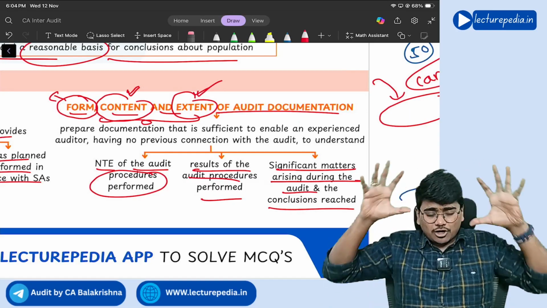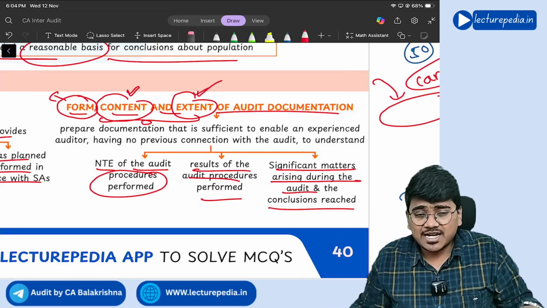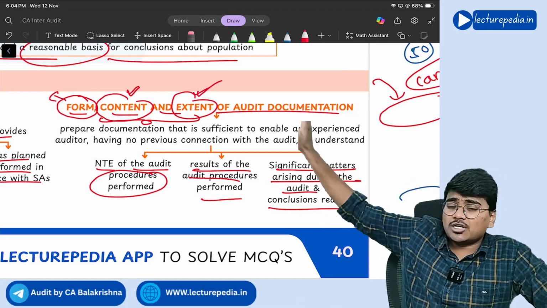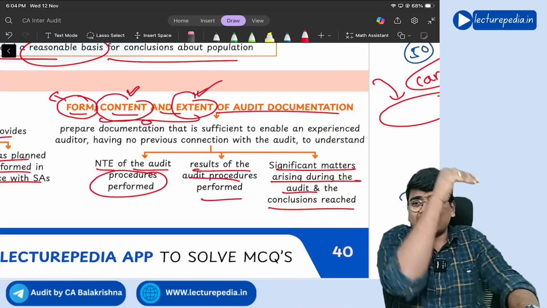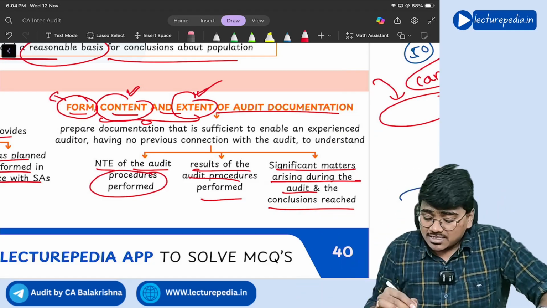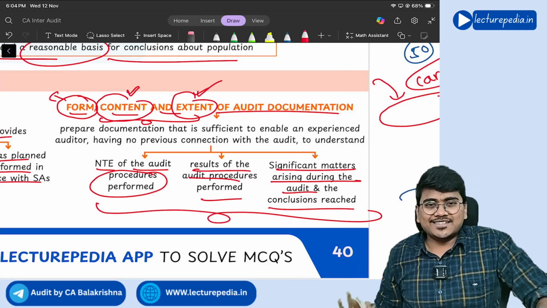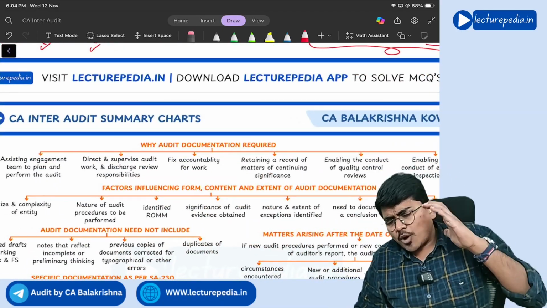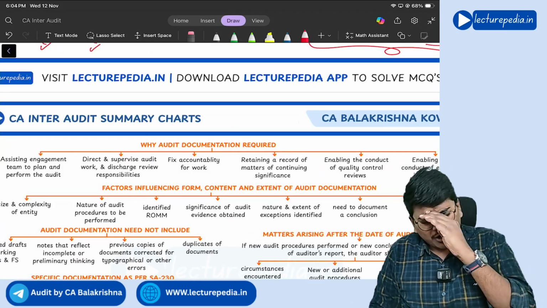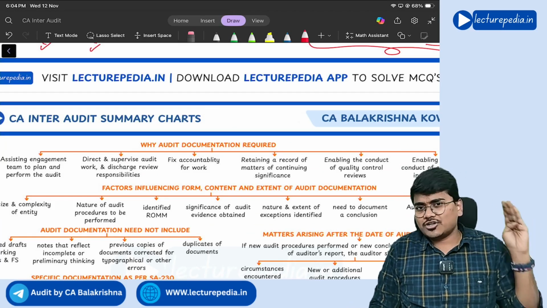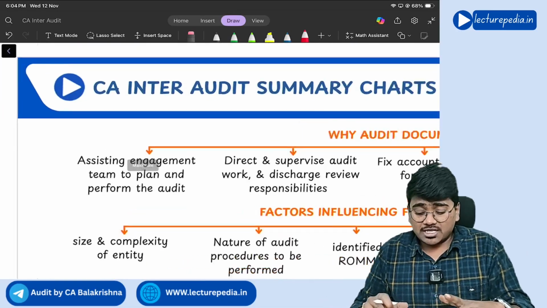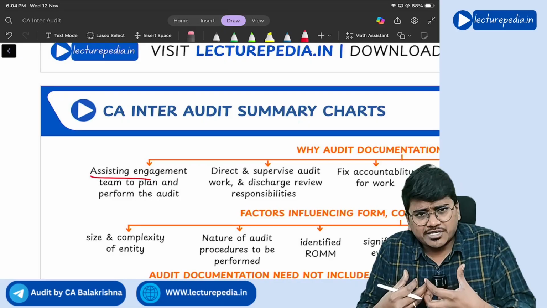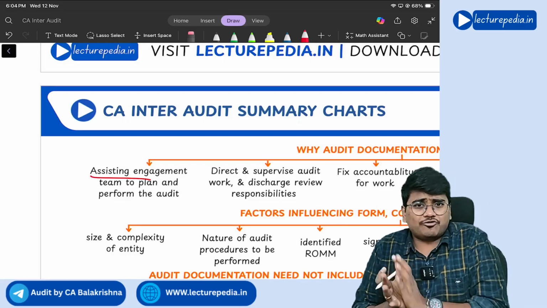So your audit documentation should be maintained in such a way that by seeing it, an experienced auditor who has no prior connection with your audit understands these three things. Getting it? Yes, sir. Next, why is audit documentation required? There are a lot of benefits because of audit documentation, right? Let's see what benefits you get because of audit documentation. First of all, it will assist the engagement team to properly plan and perform the audit, correct?